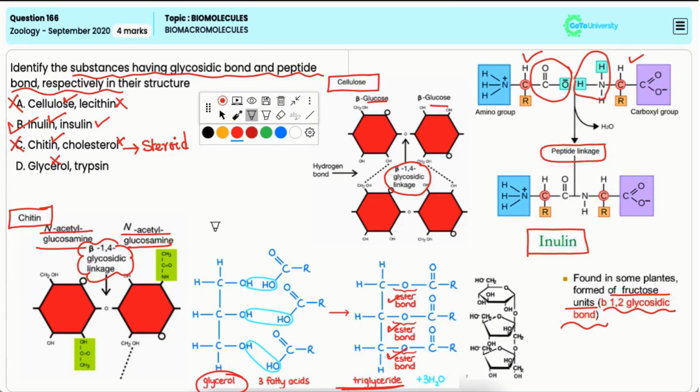And trypsin is a protein which is a digestive enzyme, and like all proteins, it contains peptide bonds between amino acids. Hence, it is an incorrect option.